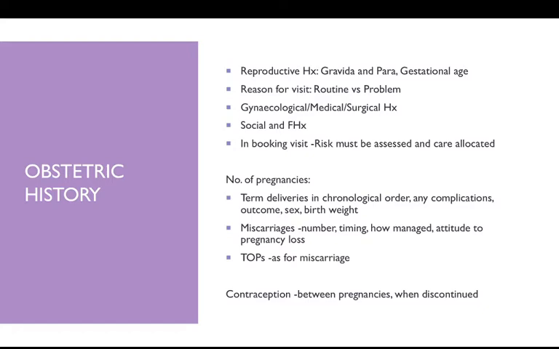Social and family history are important. So for social, you need to ask about drinking alcohol and recreational drug use. With family history, things that are important to find out about are any family history of diabetes, any family history of preeclampsia, any blood clotting disorders that run in the family.